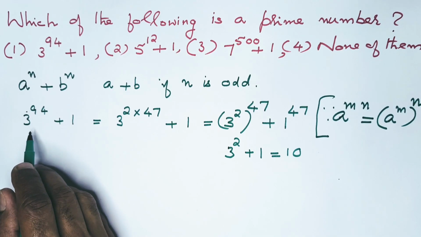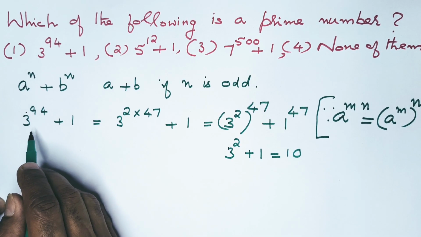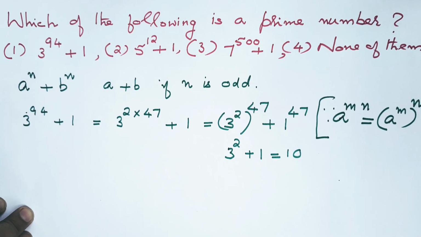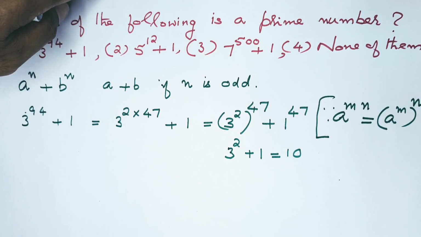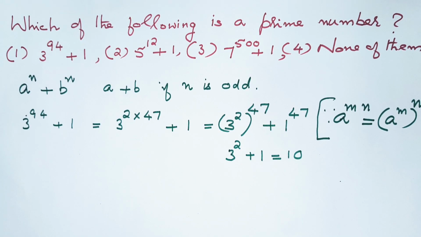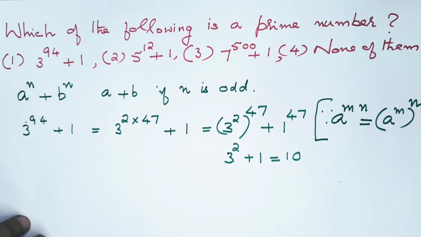So if the given number is divisible by 10, what does that indicate? The given number is not a prime number, because a prime number, as you know, is a number divisible by itself and 1. No other number will divide it, or no other number is a factor of a prime number. So in this case, the first choice is not a prime number.